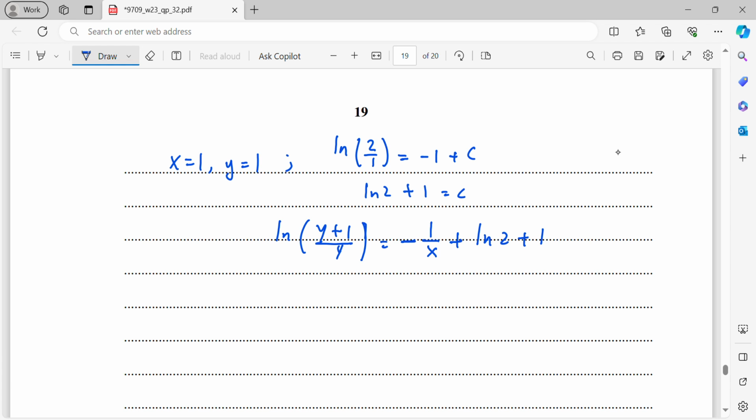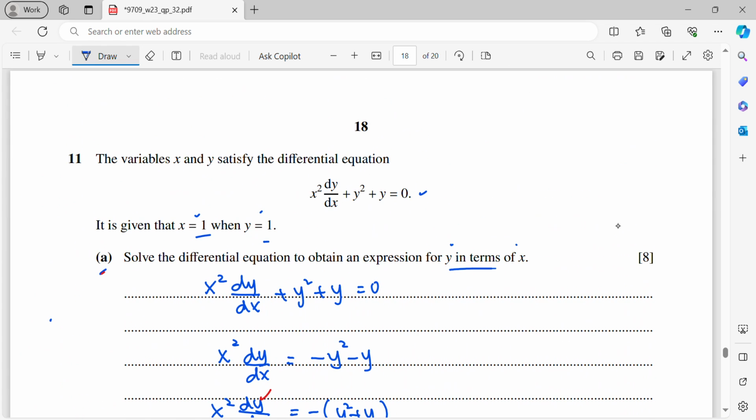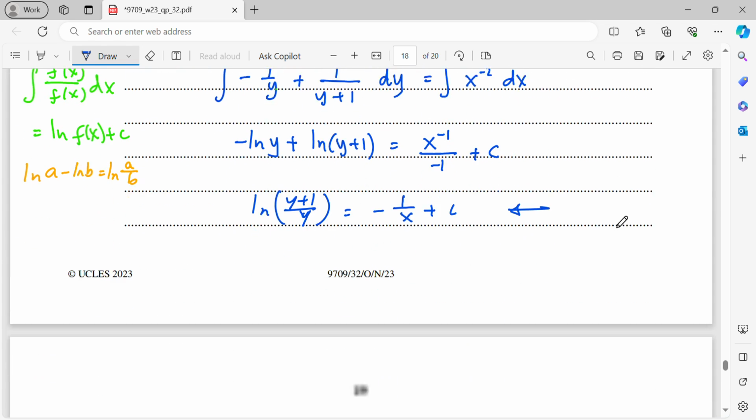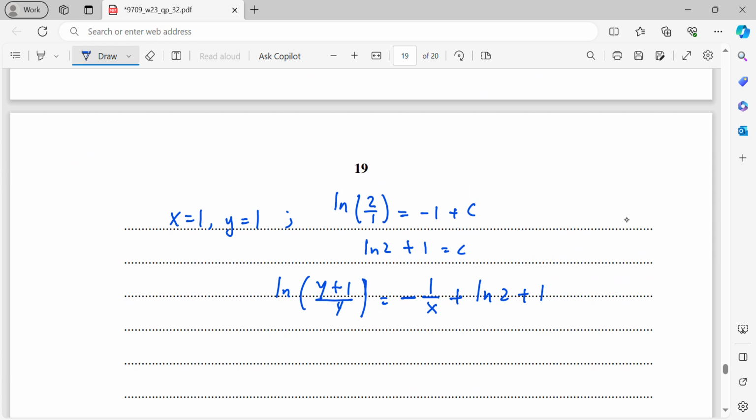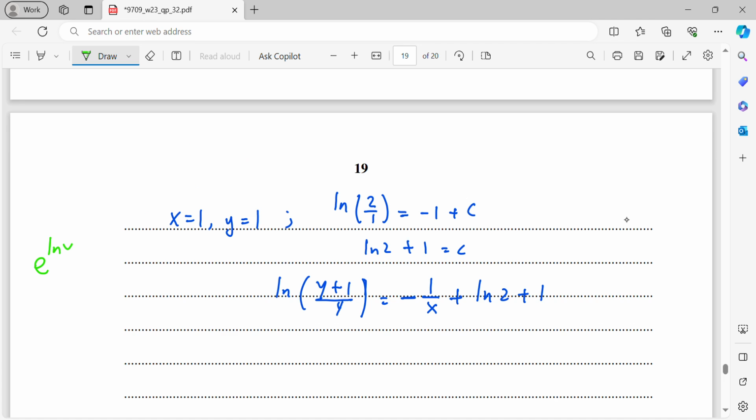So now to get the y as a subject, when you refer back to the question, get the y in terms of x. So it means that I need to eliminate the ln. So to eliminate the ln, we have one formula: e ln y equals to y. So just take e both sides. Then from here, I will get e ln y plus 1 over y equals to e negative 1 over x plus, okay, I rewrite 1 plus ln 2.